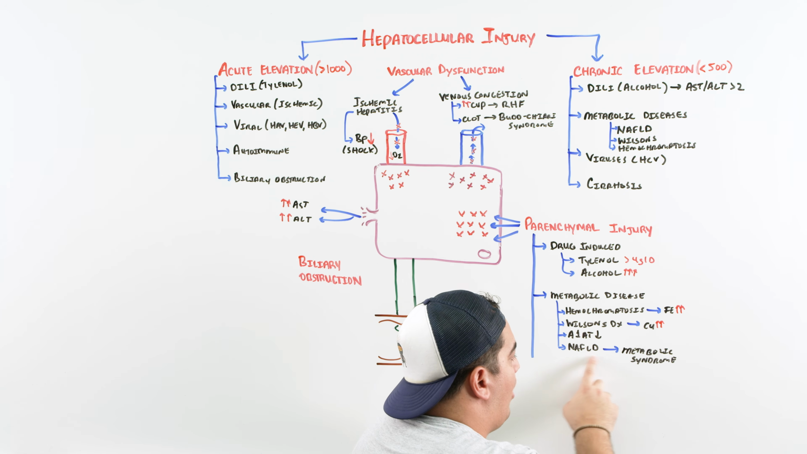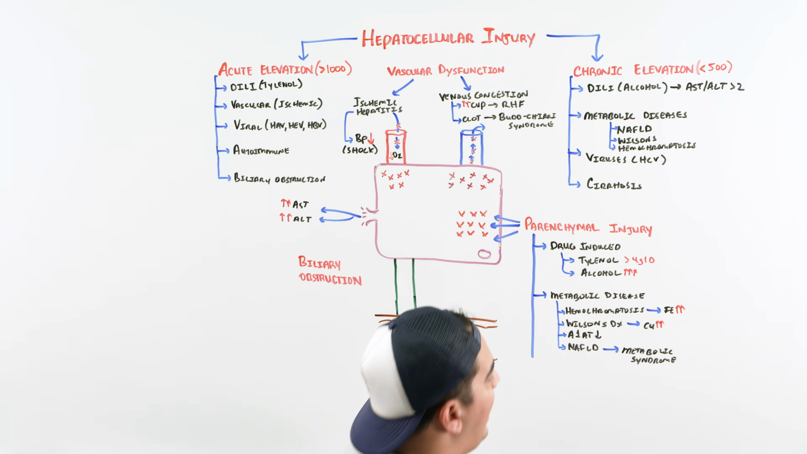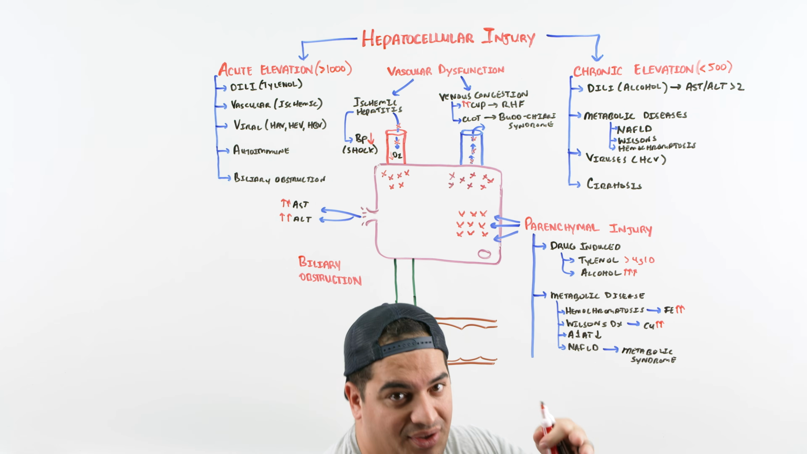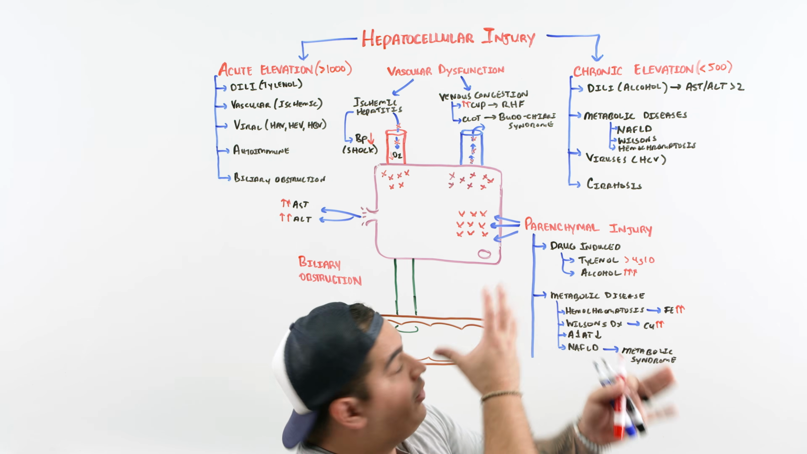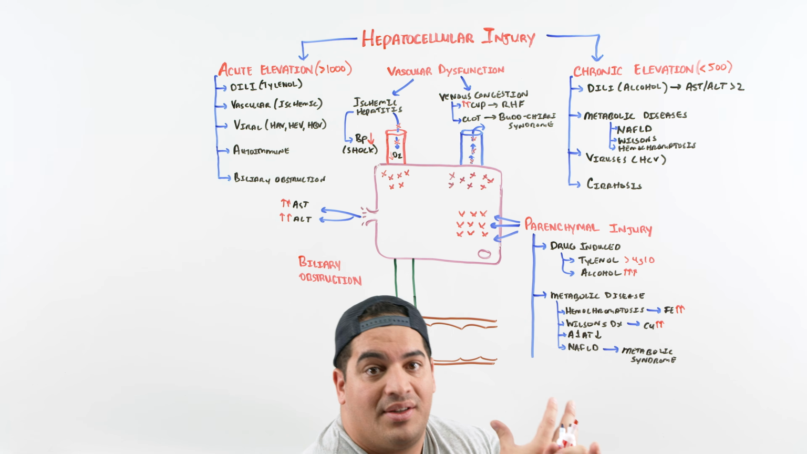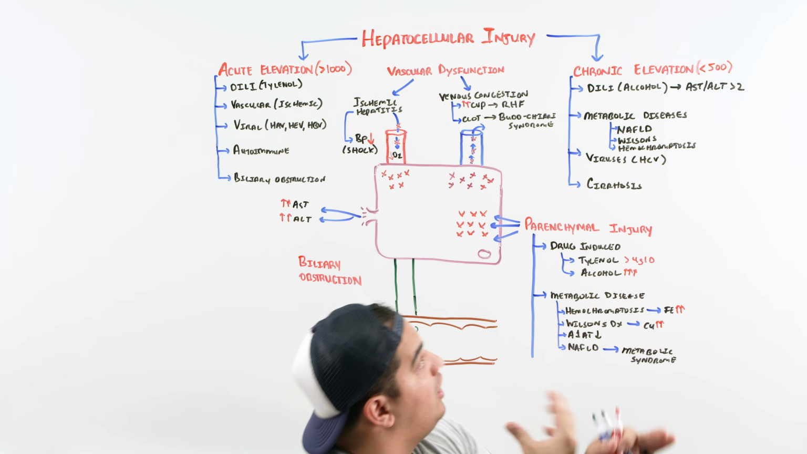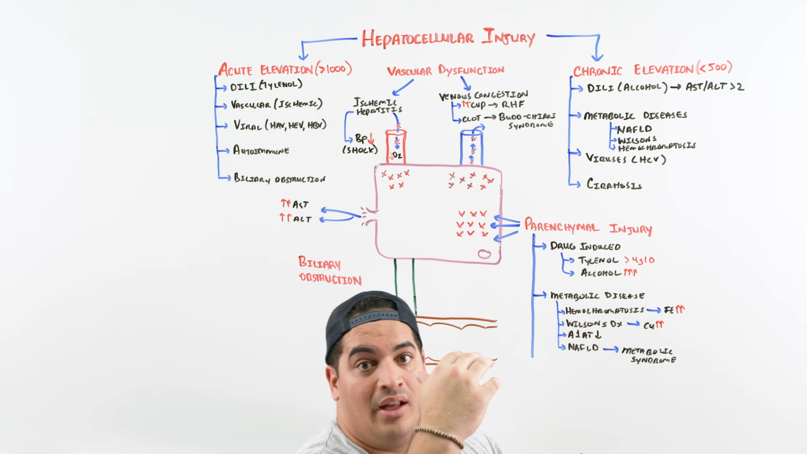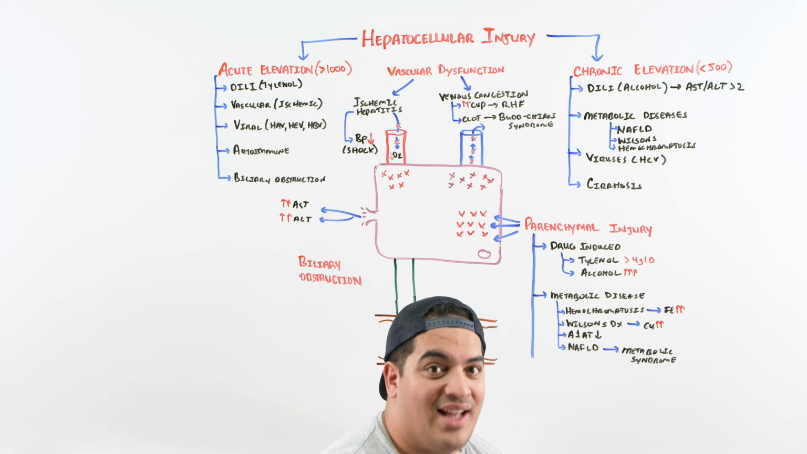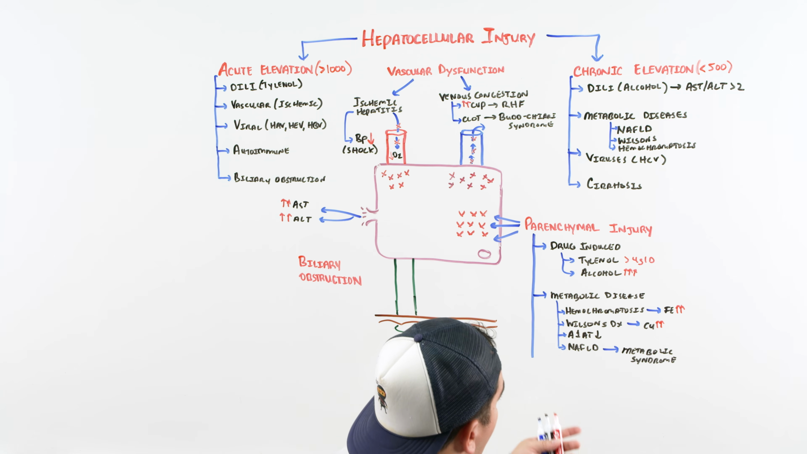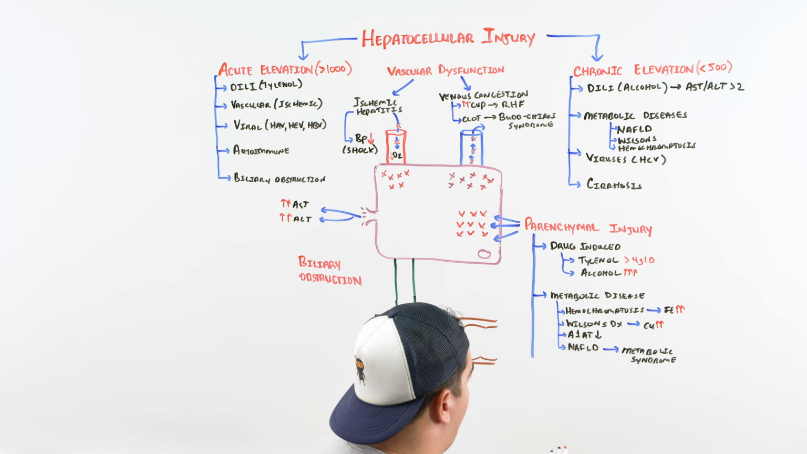Oftentimes with non-alcoholic fatty liver disease, their ratio also changes a little bit too. And so sometimes we'll see kind of an opposite. You'll flip the ratio with alcohol in comparison to non-alcoholic fatty liver disease. So you'll start seeing that their ALT in comparison to their AST will actually be flipped a little bit. And so that's an important one to remember. All right, so these are the big things to remember here.